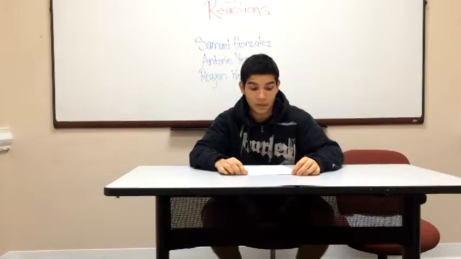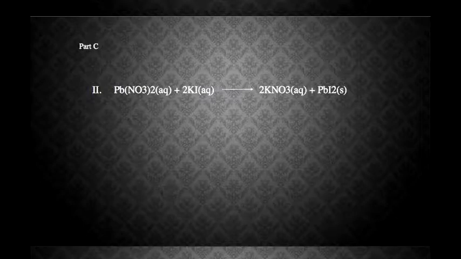In part 2, we're going to react lead nitrate with potassium iodide in a solution. First, we need to transfer 10 drops of 0.1 molarity lead nitrate. And then we have to add 2 drops of 0.1 molarity potassium iodide. After this, we're going to see a reaction occur in the test tube. We observed that when we mixed the solution, there was a color change from bright yellow to dark yellow.